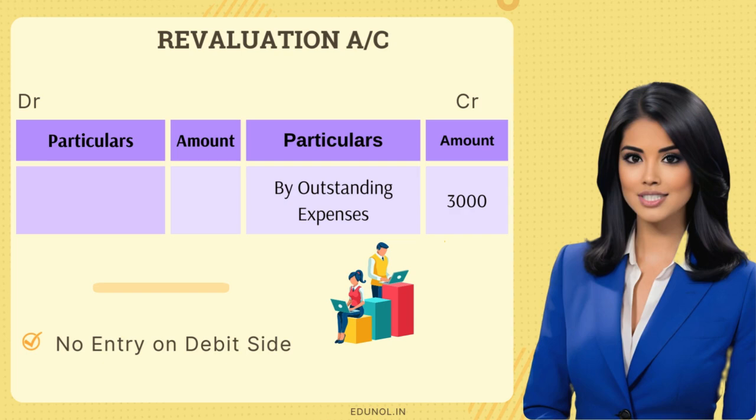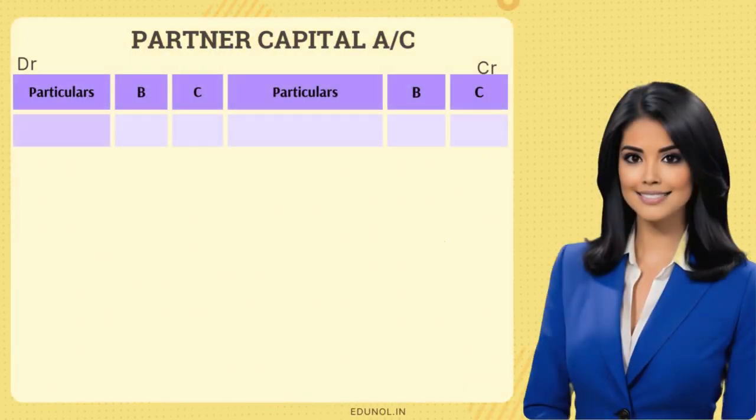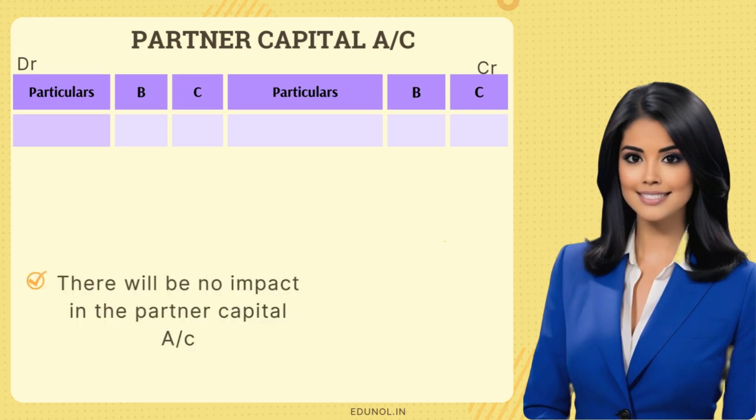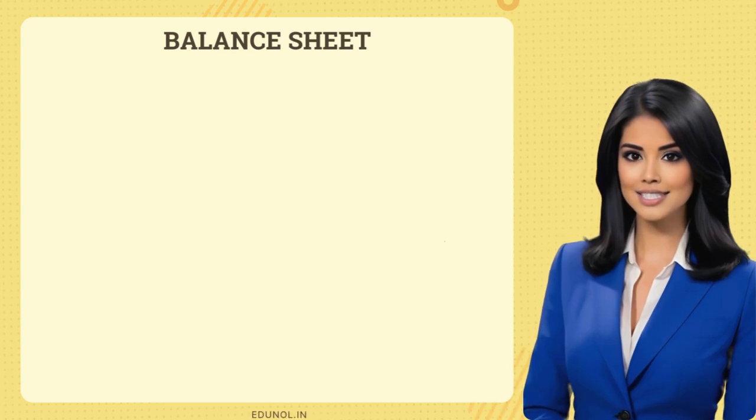Remember, in examination question replace the word expense by the type of expense like rent, salary, etc. as given in the question. There will be no impact in the partner's capital account due to this adjustment. Next we will discuss how this will be shown in balance sheet.